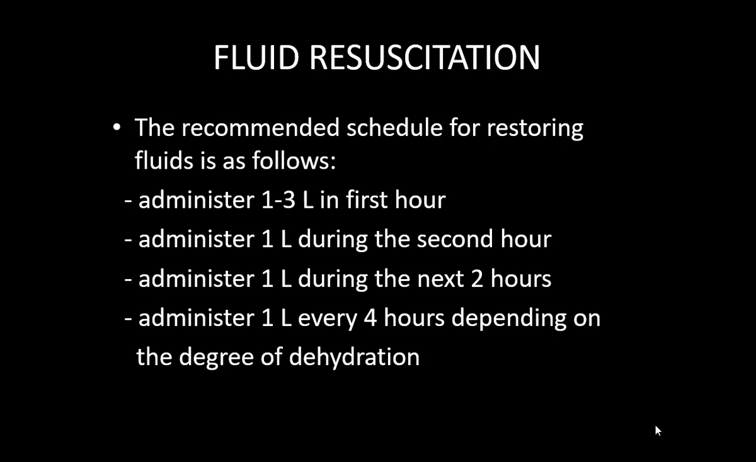So the recommended schedule is generally to administer 1 to 3 liters in the first hour, then 1 liter in the second hour, then 1 liter over the next 2 hours, then 1 liter every 4 hours, and you keep on assessing the degree of dehydration.